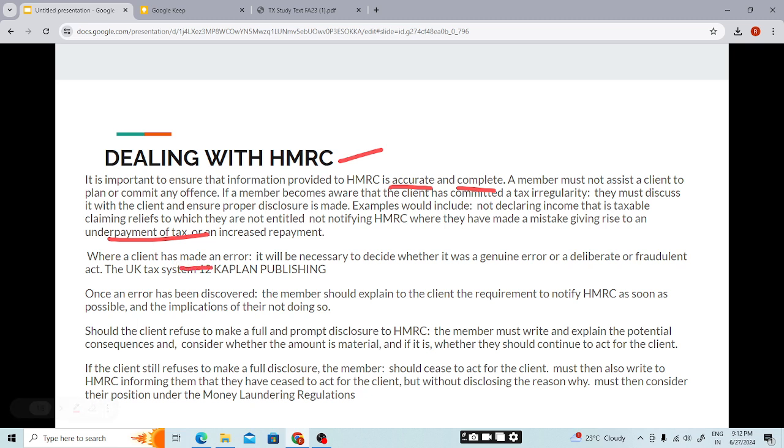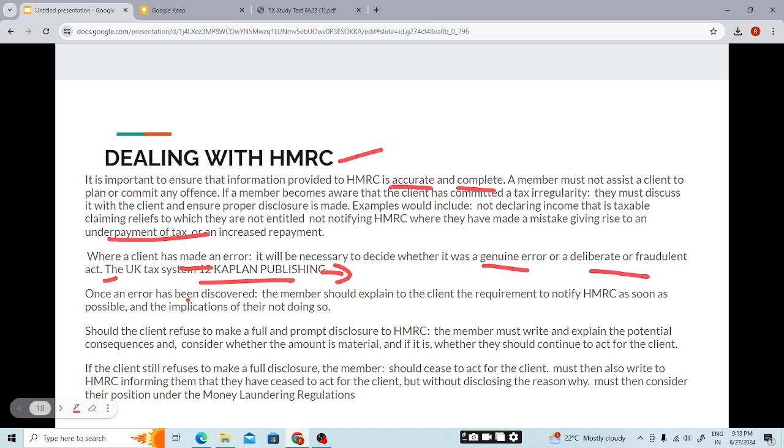Where a client has made an error, it will be necessary to decide whether it was a genuine error or a deliberate or fraudulent act. You can refer to the UK taxation book published by Kaplan. So we'll be discussing where a client has made an error. It is necessary to decide whether this was a genuine error or it was deliberate or fraudulent. It means, when filing the return, if he forgot it, it was a genuine error, then it is allowed. If he deliberately does not disclose it, it is a very huge problem.